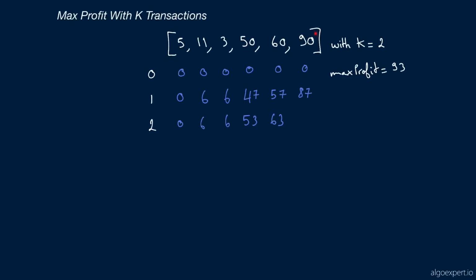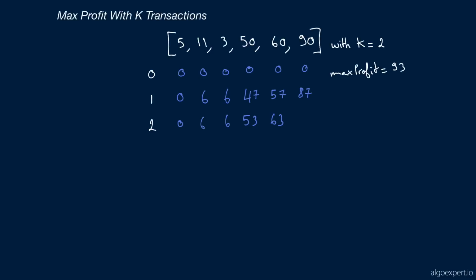Either we sell at the current price, which is going to be 90, and we're going to have bought somewhere before that, or we don't sell at 90 and we just make the max profit of the previous day. So with that, we can kind of start to come up with a formula. I'm going to try to write the beginning of this formula or this relation down here.